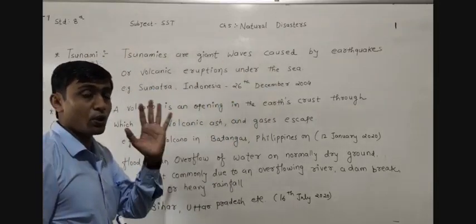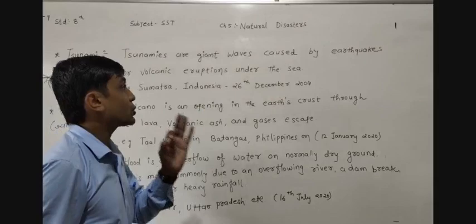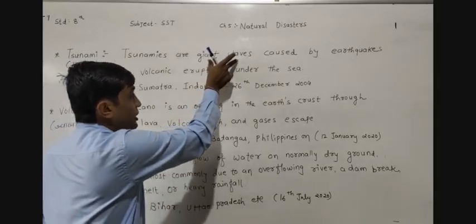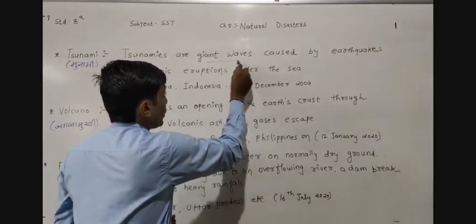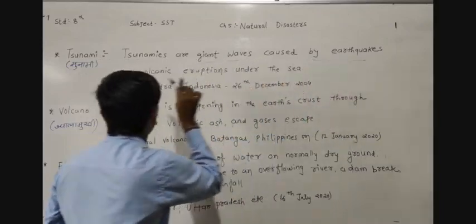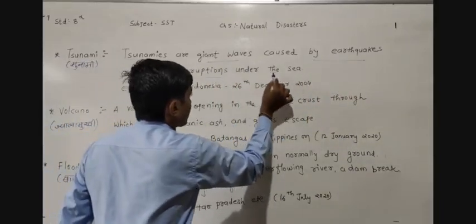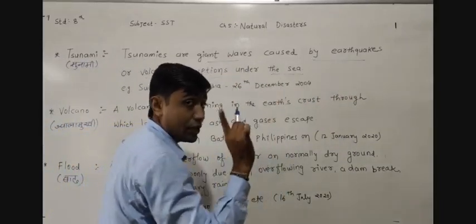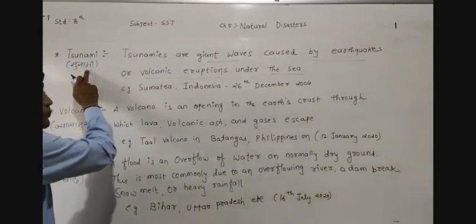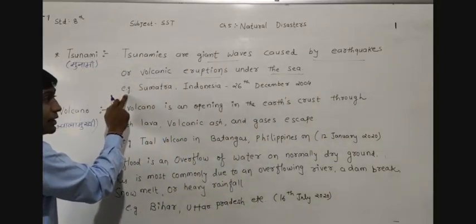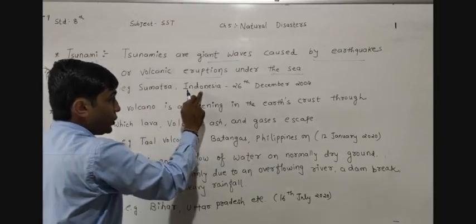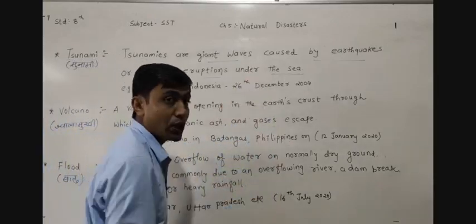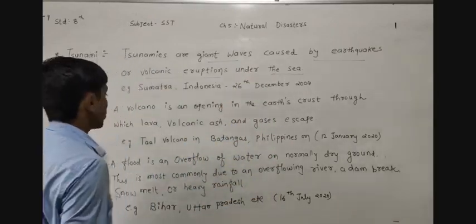Now dear children, what have we learned as the meaning of tsunami? Tsunami means the giant waves caused by earthquake or volcanic eruption under the sea. Now here the example: Sumatra, Indonesia, 26 December 2004 is the example of the tsunami.